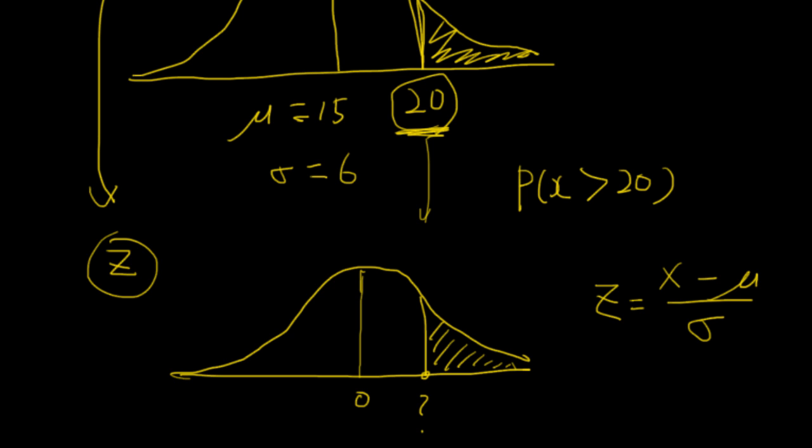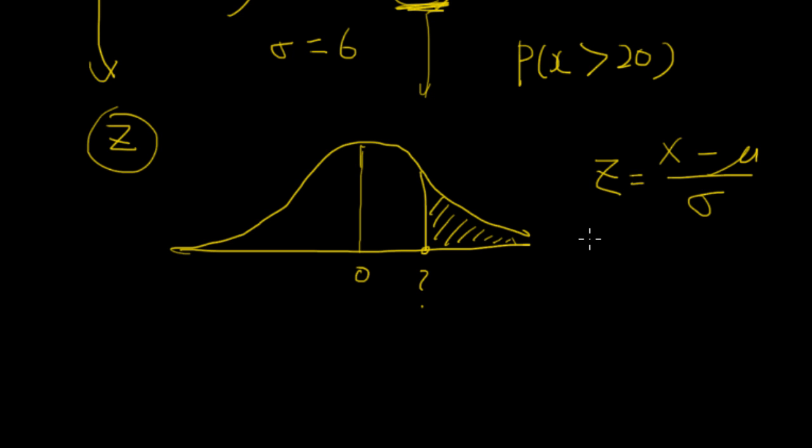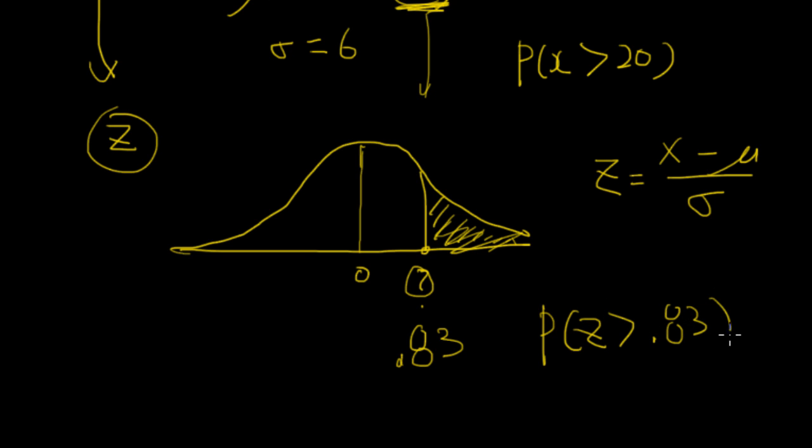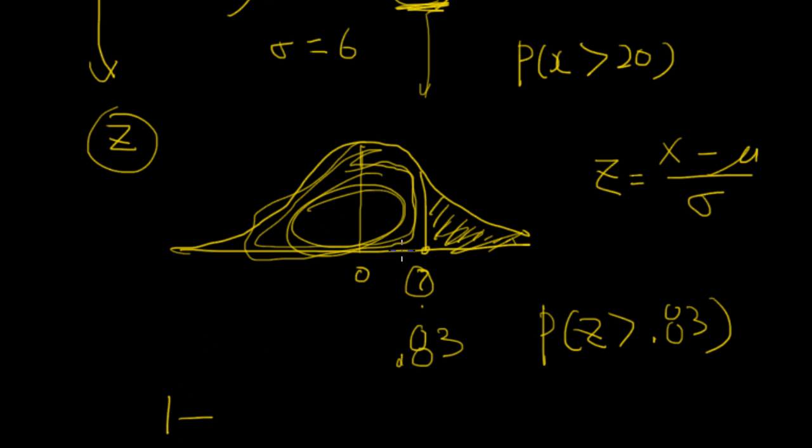Now, if we go back to that drawing board, now we know what this is going to be. This is going to be 0.83, and we want the right of it. So we want P(Z greater than 0.83). Now, as we checked before, the table will give us this proportion, the area to the left. So if you find 1 minus that proportion, then we get the proportion we want, right?